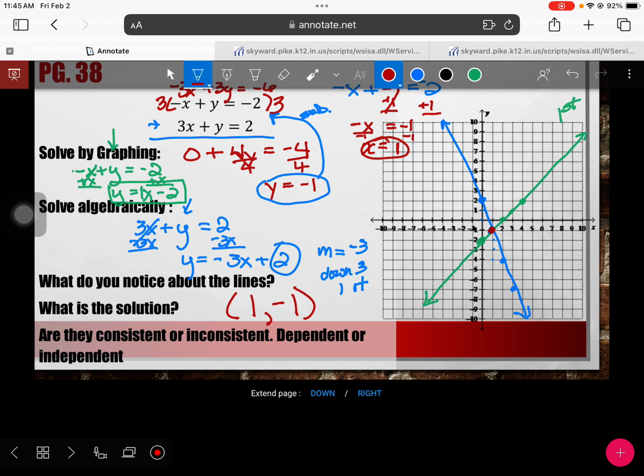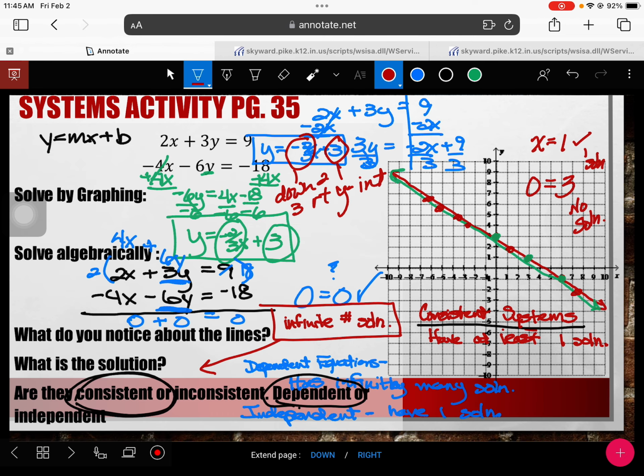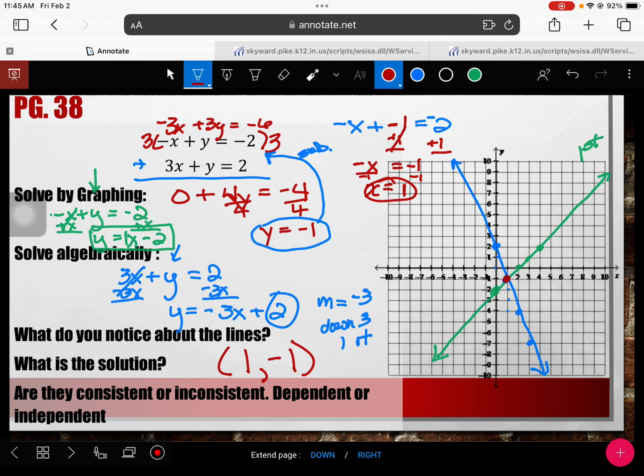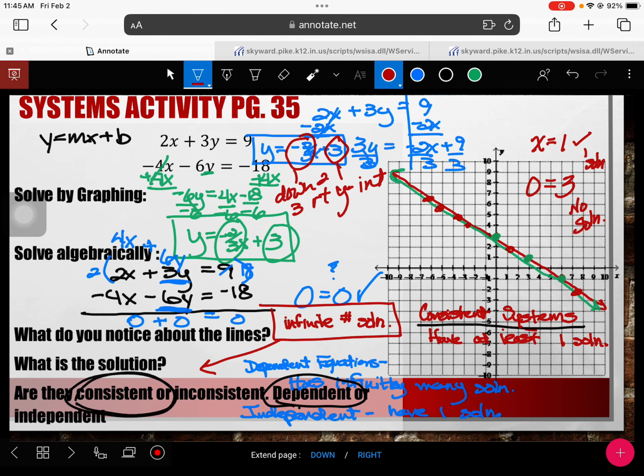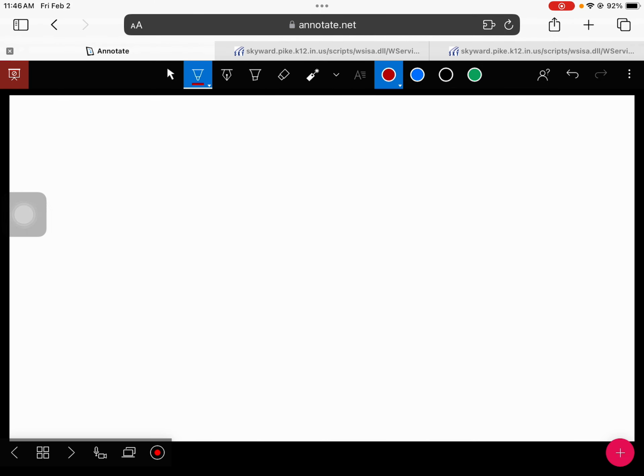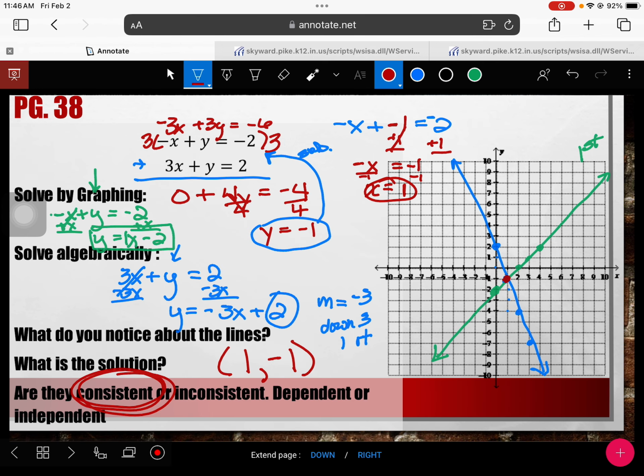Okay? All right, so is this system consistent or inconsistent? I still don't remember this. Consistent has at least one solution. So is this consistent or inconsistent? Consistent. And are the equations dependent or independent? Independent has one solution. That is correct. Has one solution. Okay.